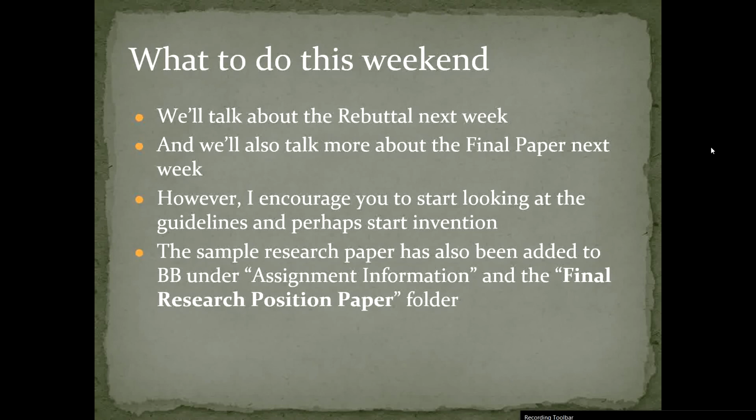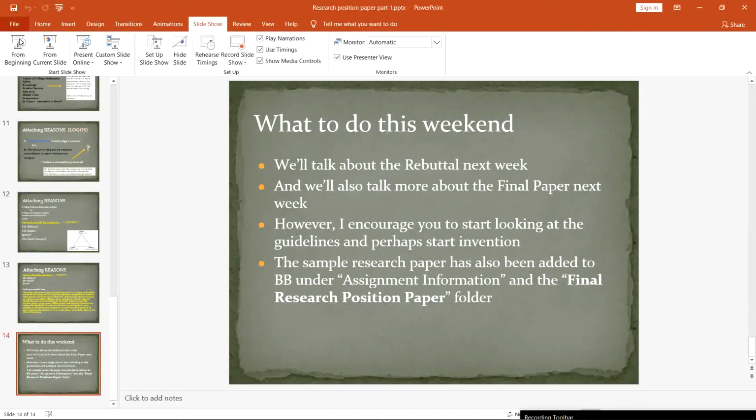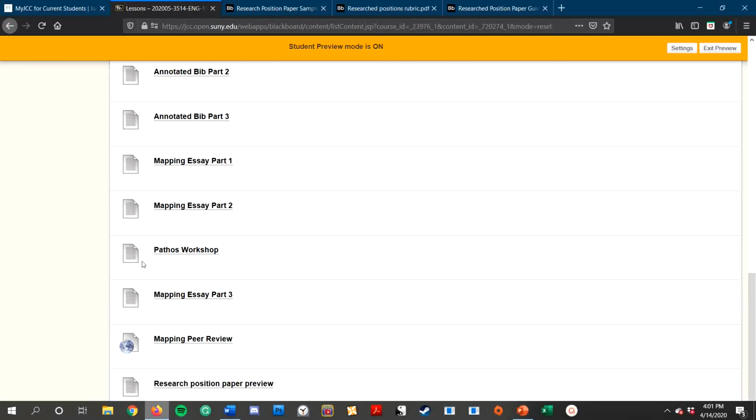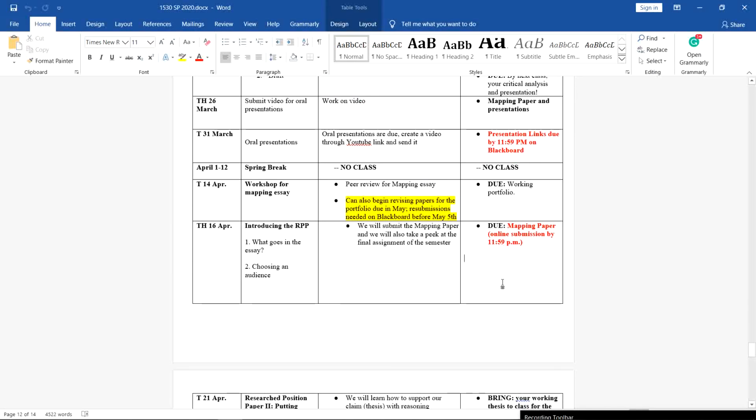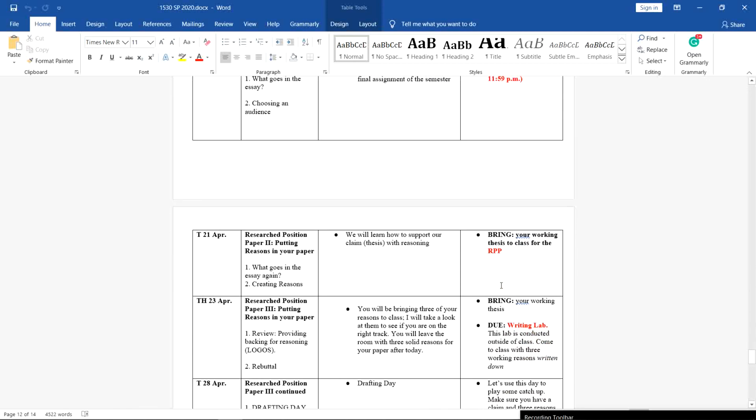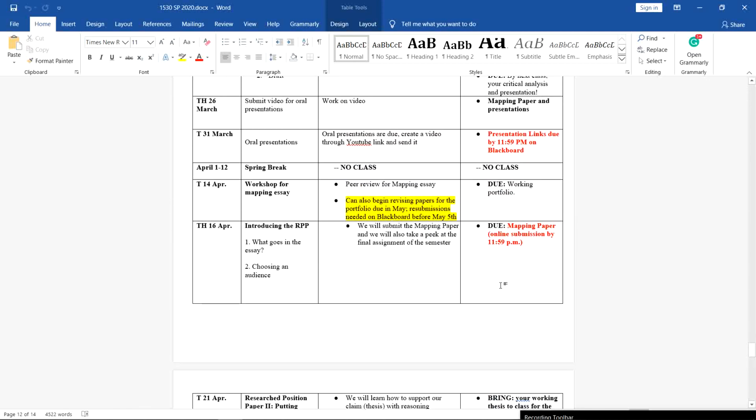Also, the guidelines and rubric have also been added. So that is pretty much it. That's what you should be working on this weekend.